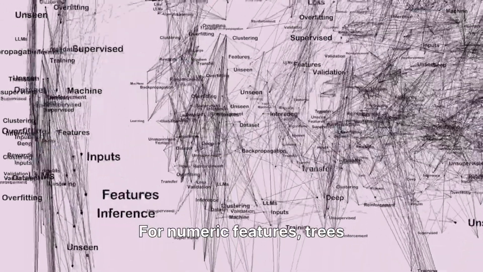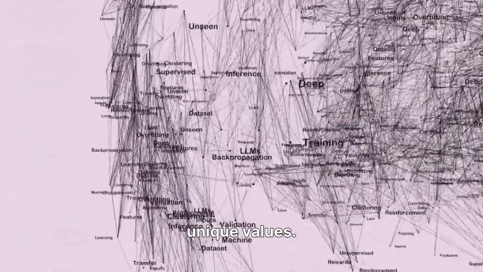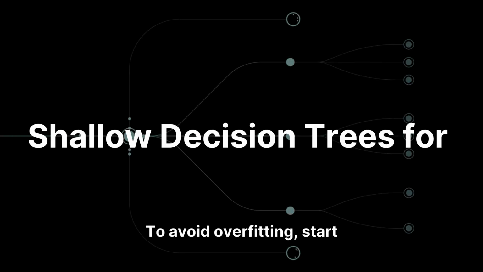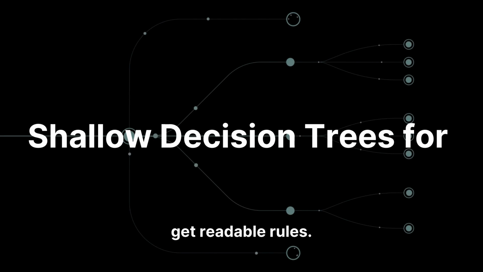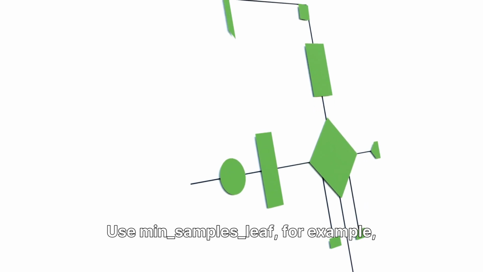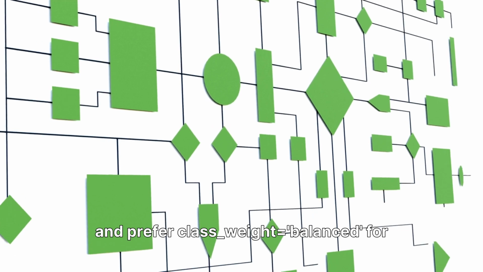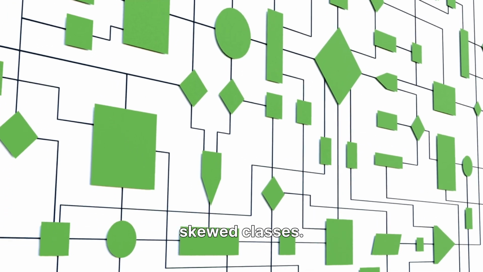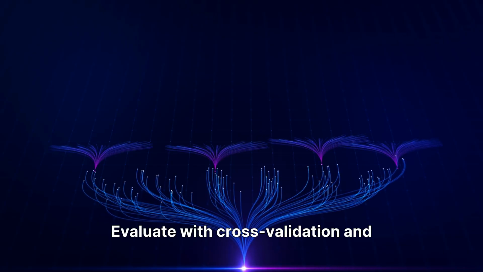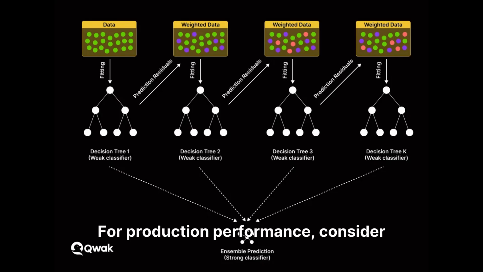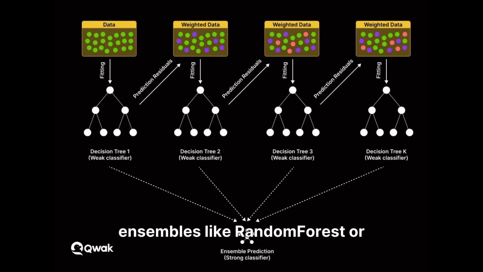For numeric features, trees try thresholds sorted from unique values. For categorical features, we often one-hot encode them. To avoid overfitting, start with shallow trees, typically with a max_depth of 3 to 6, to get readable rules. Use min_samples_leaf, for example, 5 to 20, to avoid tiny, noisy leaves, and prefer class_weight equals balanced for skewed classes. Evaluate with cross-validation and inspect learning curves to see if more data or regularization helps. For production performance, consider ensembles like random forest or XGBoost, which average many trees to reduce variance.